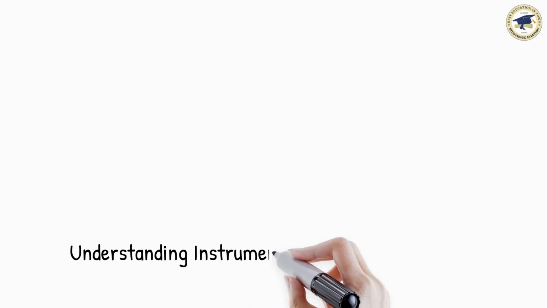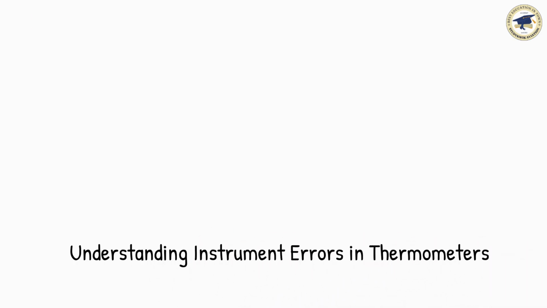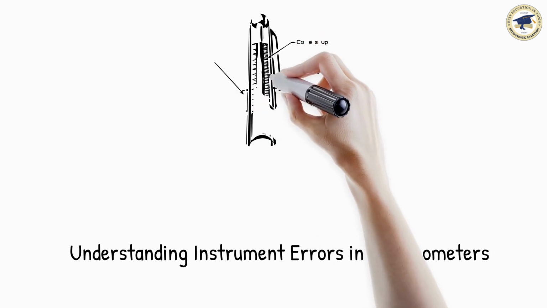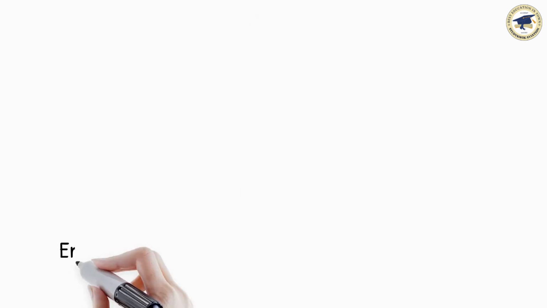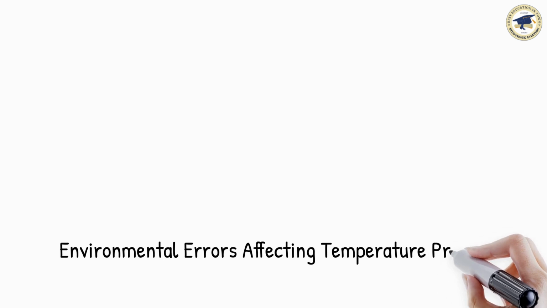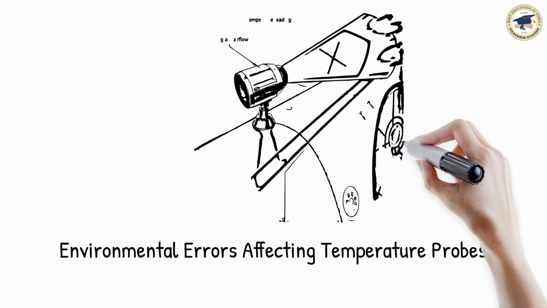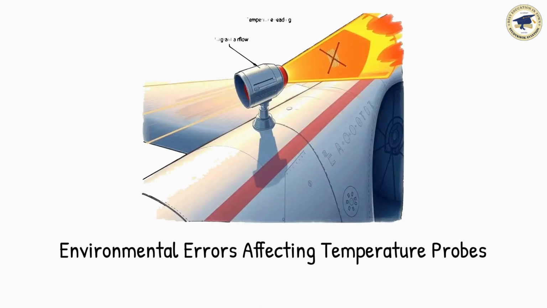Now let's understand the errors in more detail. Instrument error. This is caused by imperfections in the thermometer's design or calibration. For example, small inaccuracies in the bimetallic strip or the platinum resistance element can result in slight differences between the actual air temperature and the displayed reading. Environmental error. This occurs when the temperature probe is influenced by surrounding conditions. For instance, sunlight directly heating the probe, heat radiated from the aircraft skin, or disturbed airflow around the fuselage can cause incorrect readings.